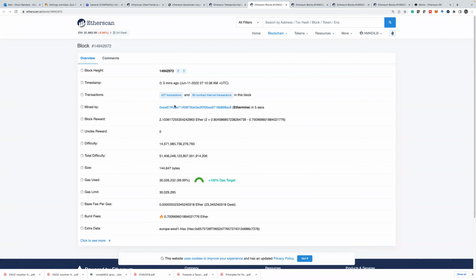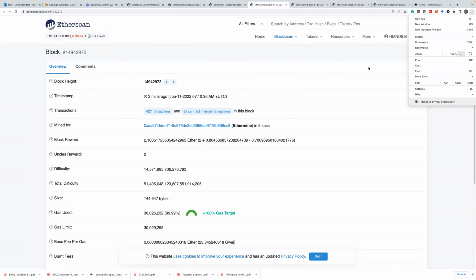And this particular block has 427 transactions and something called internal transactions. An internal transaction is like, let's say within your class, you may have a function and that function may call another function in the class. So that's essentially what is happening here. You could probably ignore that at this point. And then MindBuy is who generated this one.